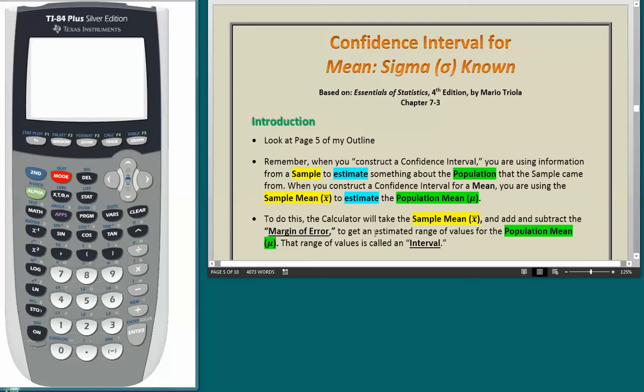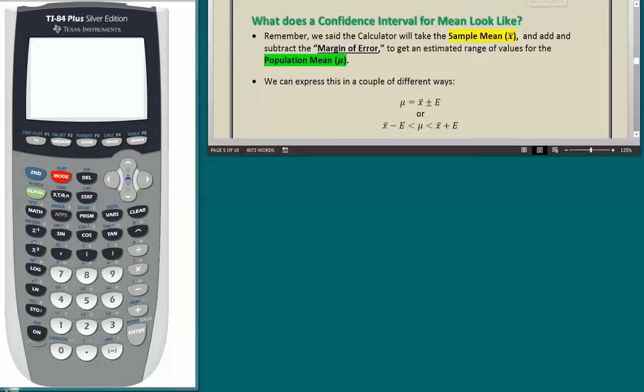Those numbers will give an estimated range of values for the population mean. Again, the symbol for the population mean is mu. That range of values is called an interval. So what does a confidence interval for a mean look like? Remember, the calculator will take the sample mean, or x bar, and add and subtract the margin of error to get an estimated range of values for the population mean, or mu.